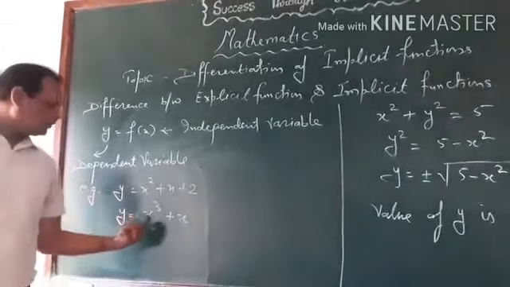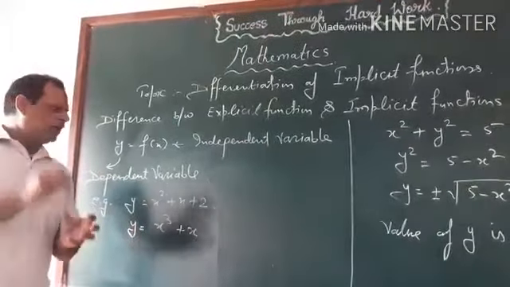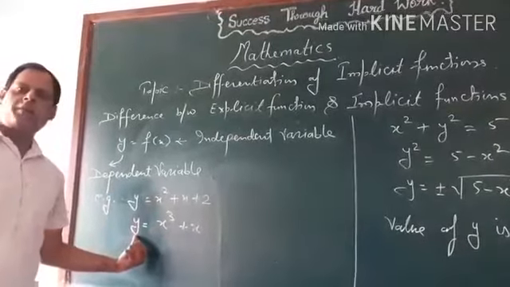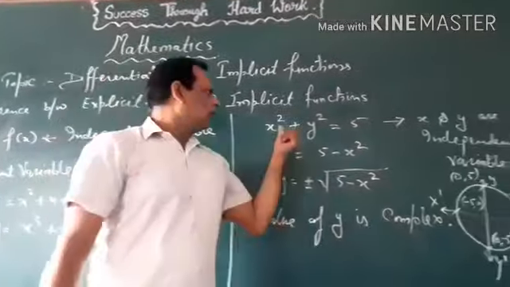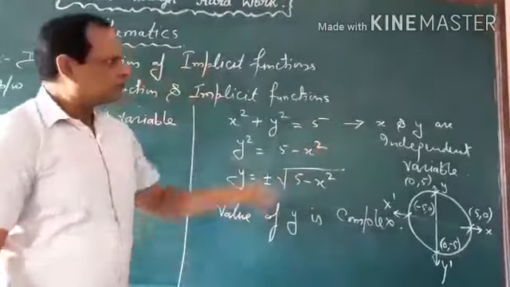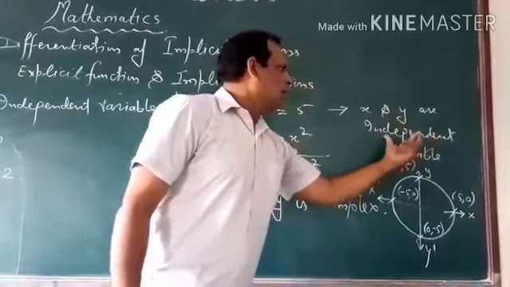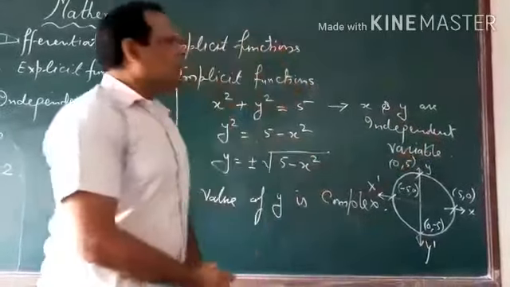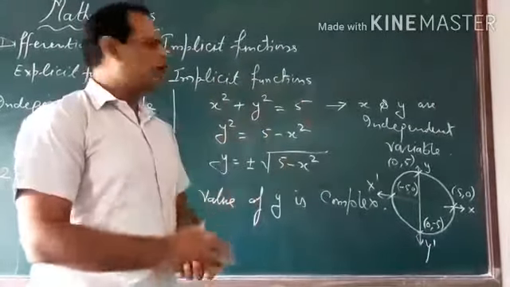Same here, y equal to x cube plus x. Now the value of x is independent and the value of y is dependent on x. Now see the implicit function example: x square plus y square equal to 5. The values of x and y are dependent on 5. It means the right hand side value is 5, that is a constant value.